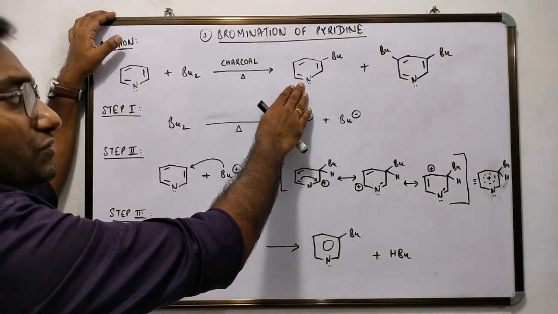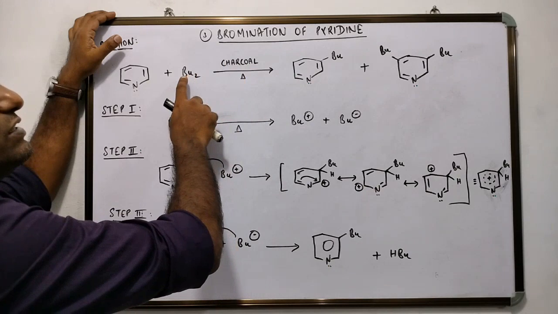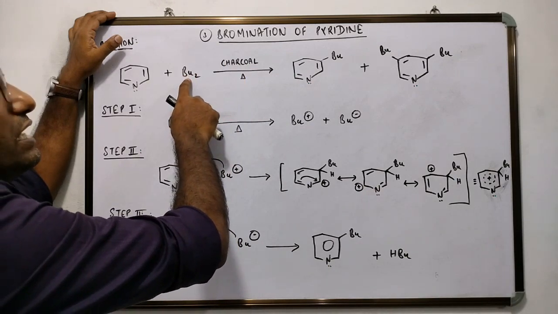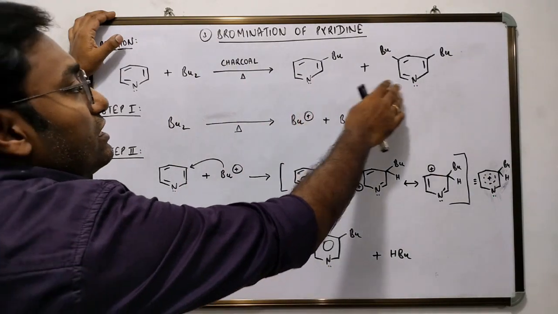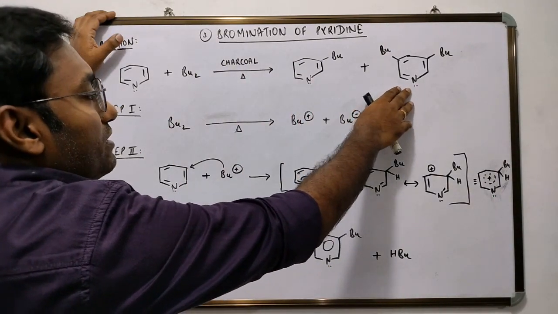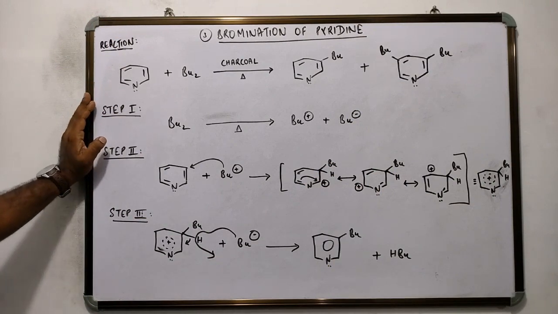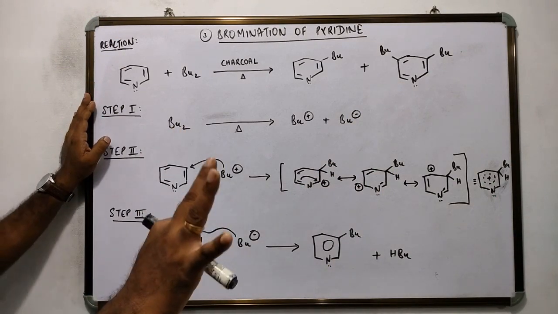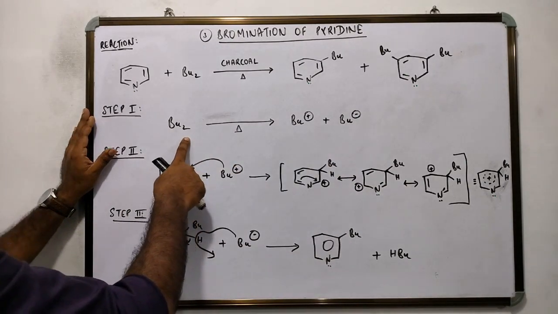If the vapors of 3-bromopyridine persist over charcoal along with the vapors of bromine, then bromine would react with 3-bromopyridine to yield 3,5-dibromopyridine. Mechanism: electrophilic aromatic substitution. It has 3 steps. Step number 1, formation of electrophile.